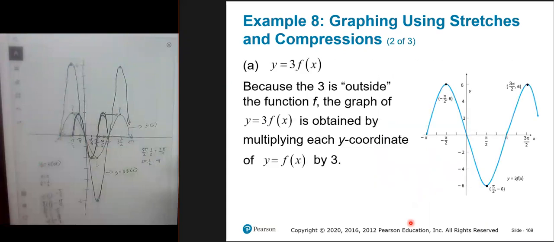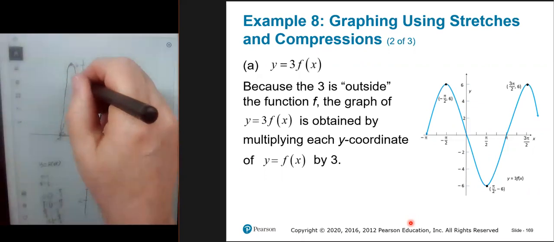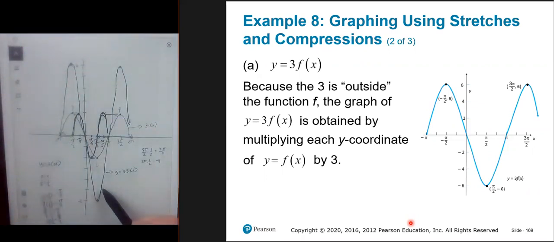And so the 3 is outside the function f. So we're changing the y values. If the change happens outside the f function, or the parent function, then you're changing your y values. In this case, we're multiplying by 3, and you could be adding 1 or something like that. And that's what their graph is, what I have here for this one.